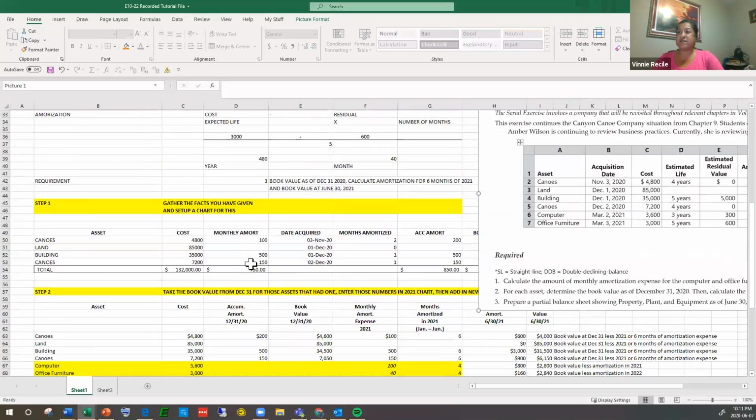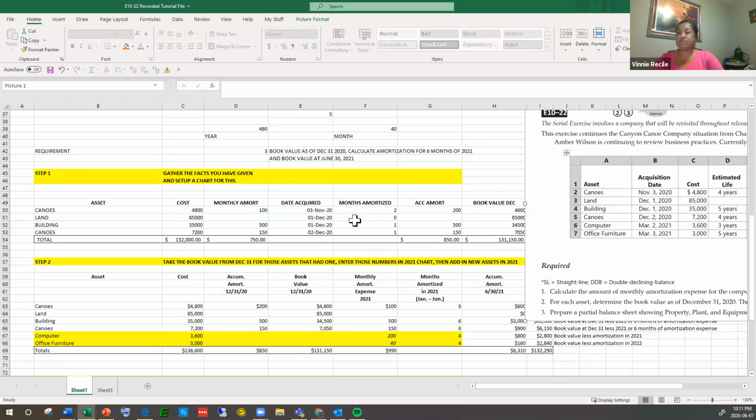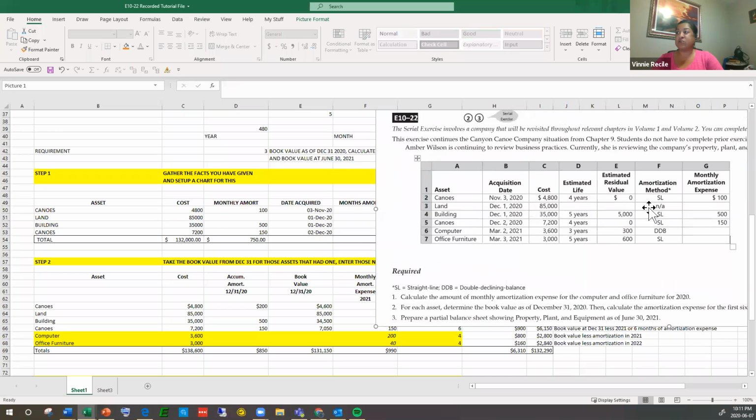So let's pull this chart down so we can compare facts here. So you've got canoes, land, building. We don't need canoes twice here. So actually we do have canoes twice. That's not true. So we have 2 different canoes here because of 2 different dates. That's why November 3rd and then December 2nd here. We've got the costs that are given to us at $4,800, $85,000, $35,000, and then a different cost here of $7,200. All of this is given. The monthly amortization, if you look over here, is actually given to you for these 3 assets.